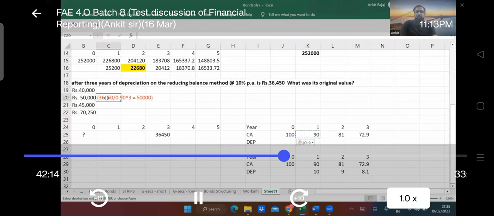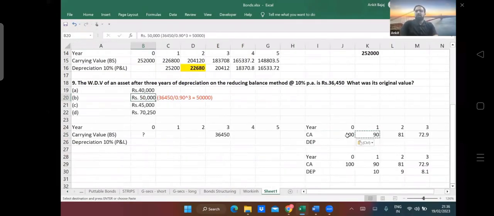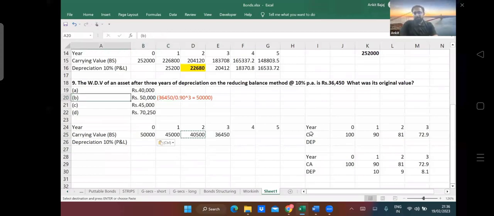Otherwise, you can use this formula. Here I have used this for the 100 rupees value, but I can do this for this 36,450. So I will divide this by 90%, and I get the value for the second year, then the value for the first year, and then the value for the starting of the year, when we acquired the asset, right? Otherwise, you can divide 36,450 by 0.90, that is 90%, raised to the power 3, and you will get the same answer, right?